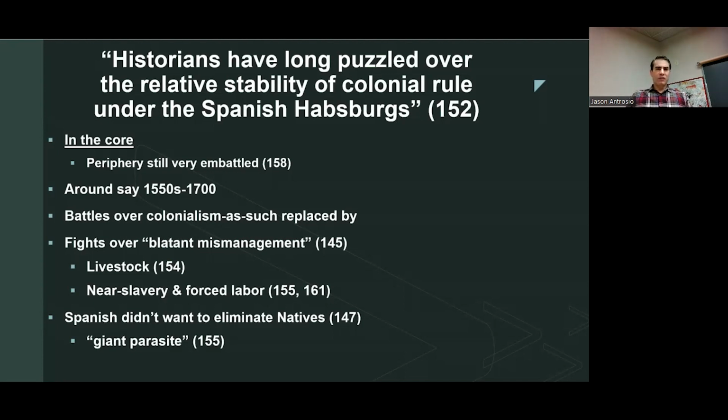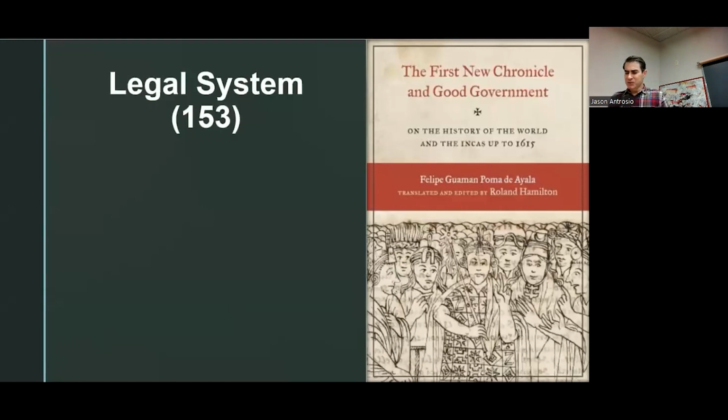Now, historians have long puzzled over the stability. One of the other curious things about the stability issue is that the Habsburgs had developed what they call the chain of appeal. If you look on page 153, it's a legal system in which you start at the bottom, as an individual. They give the example of the very famous indigenous author Guaman Poma de Ayala, who basically writes a long letter that would later become a whole book, a huge complaint about colonialism. It's the First New Chronicle and Good Government. He's trying to talk about the way it was during Inca times and the way it should be.